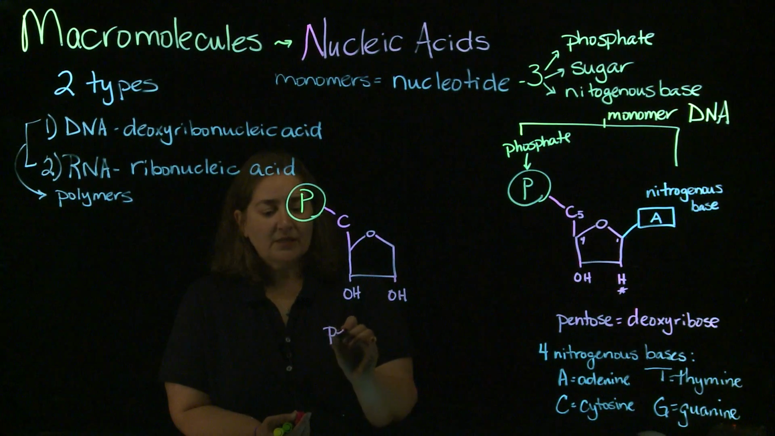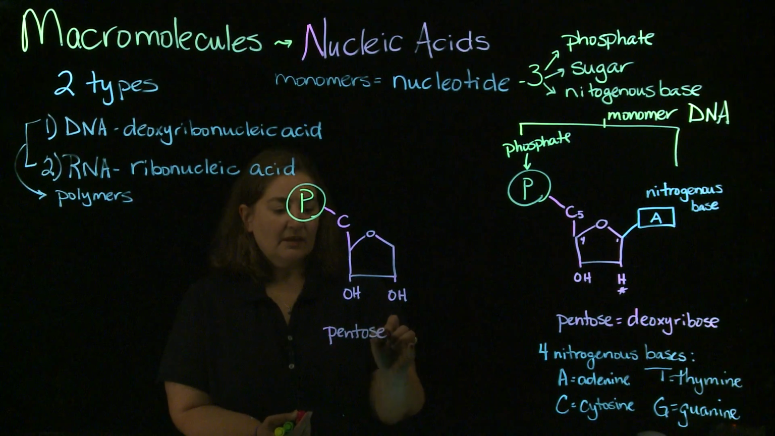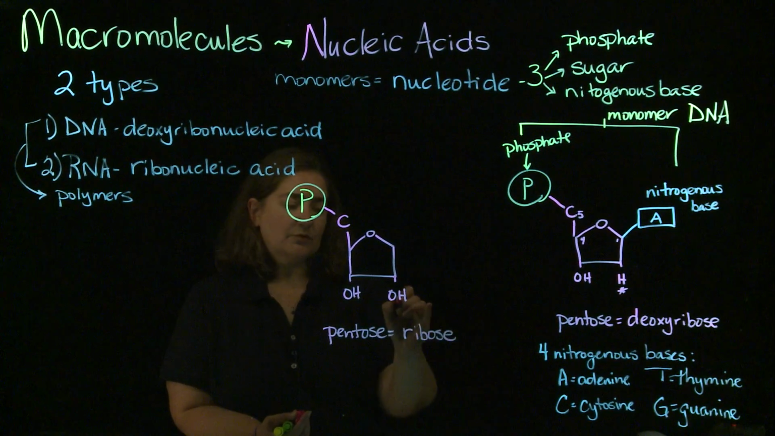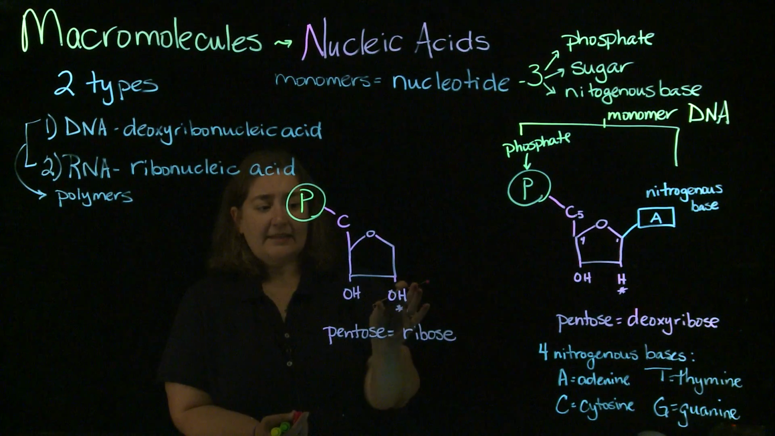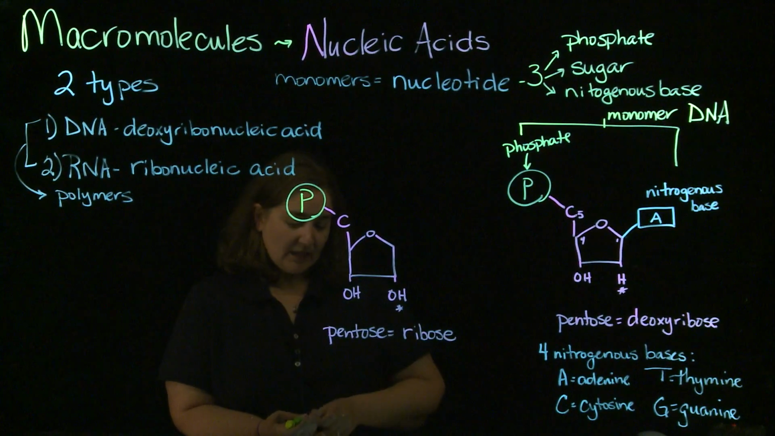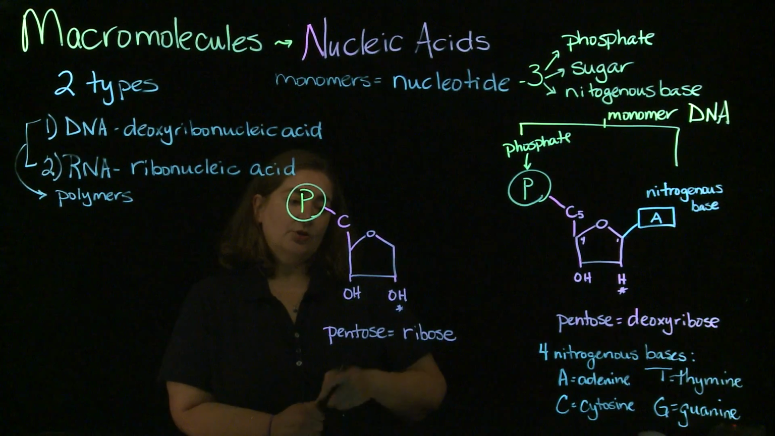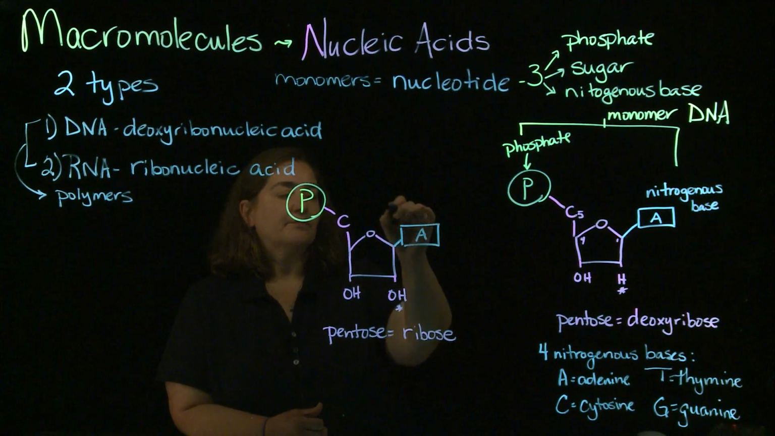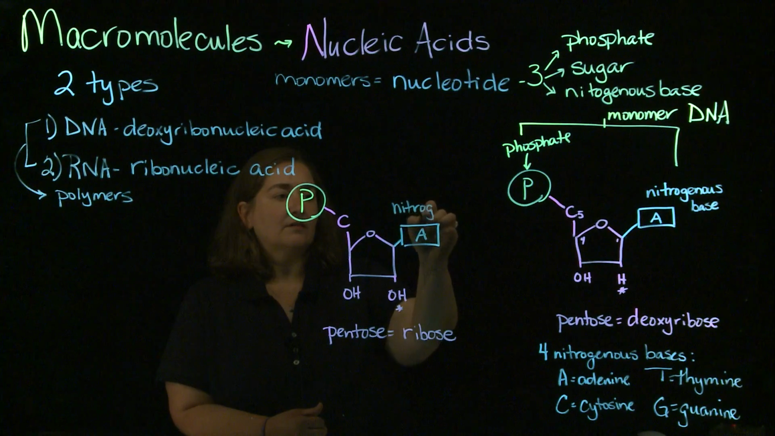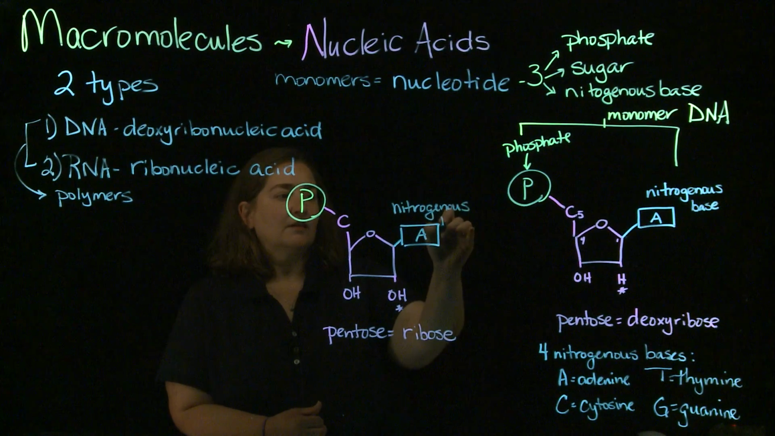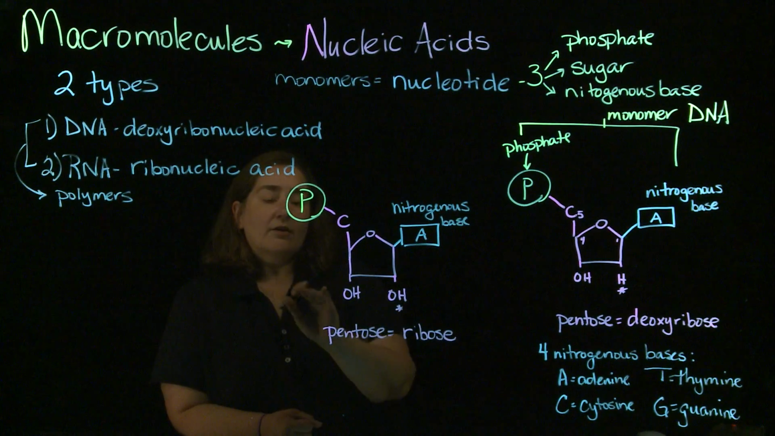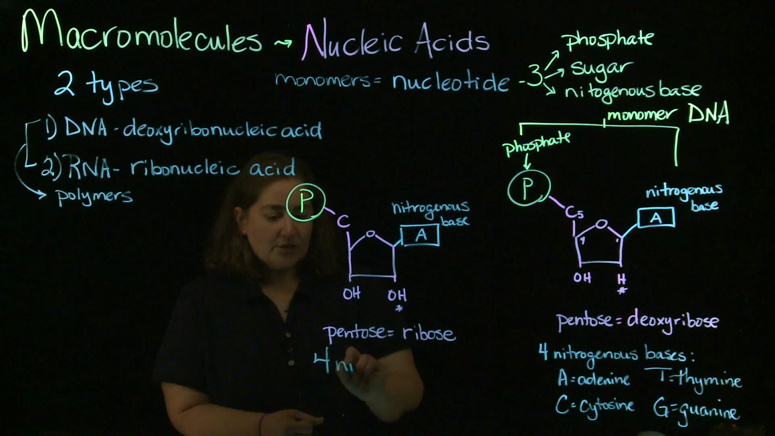For ribonucleic acid, our functional group is going to change. Our pentose sugar in RNA is going to be ribose, and the ribose has the hydroxyl group there, the OH. Now attached to the sugar, there's still going to be a nitrogenous base. I drew an A here as well. RNA also has 4 nitrogenous bases.